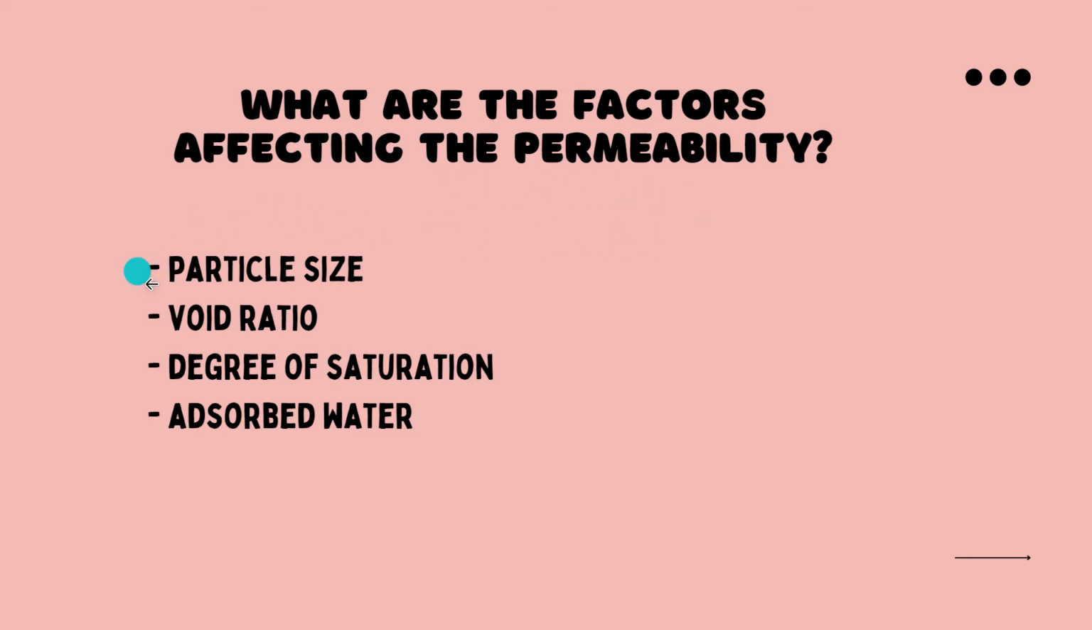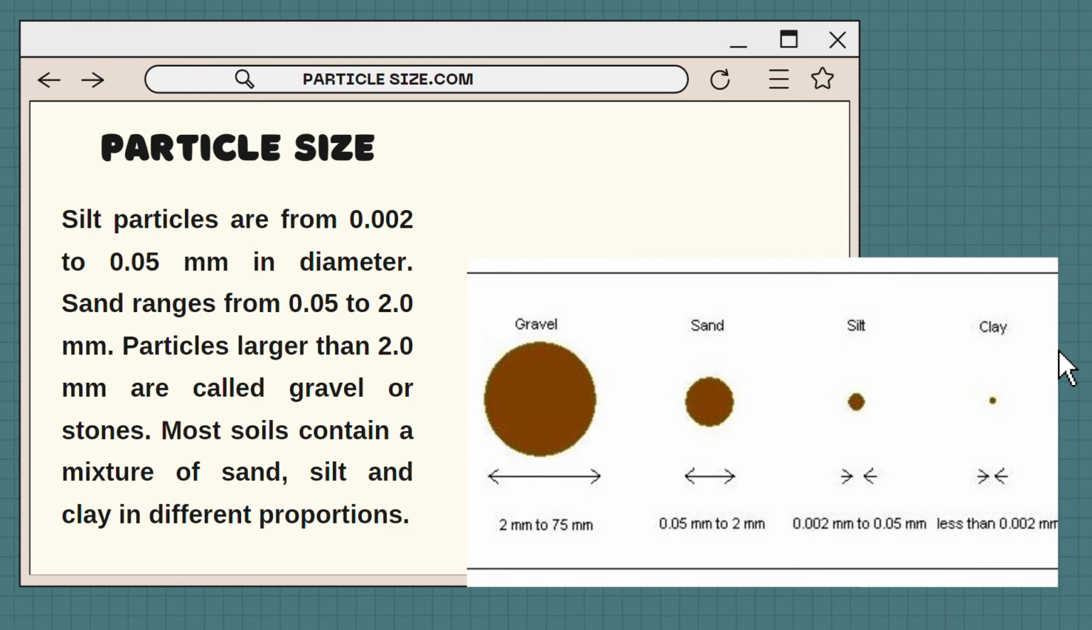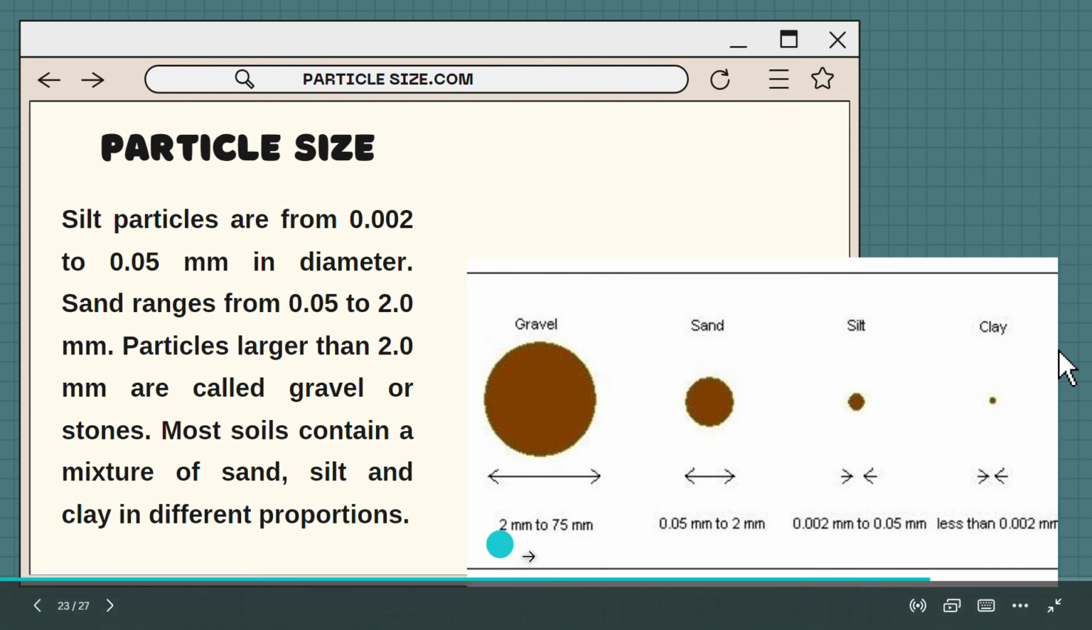So, next, what are the factors affecting the permeability? We have particle size, void ratio, degree of saturation, and absorbed water. First, particle size. Silt particles are from 0.002 to 0.05 mm in diameter. Sand ranges from 0.05 to 2.0 mm. Particles larger than 2.0 mm are called gravel or stones. Most soils contain a mixture of sand, silt, and clay in different proportions. So, here are gravel, sand, silt, and clay. Gravel is 2 mm to 75 mm. Sand is 0.05 mm to 2 mm. Silt is 0.002 mm to 0.05 mm. Clay is less than 0.002 mm.